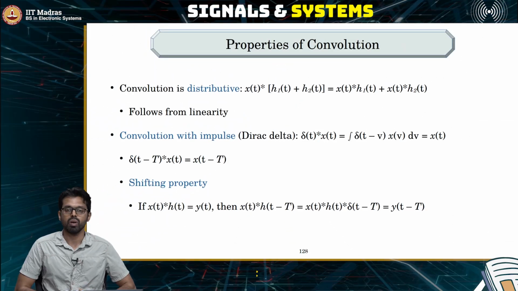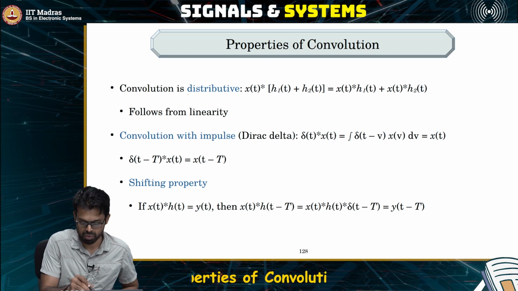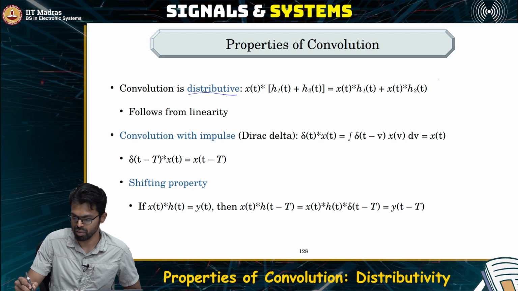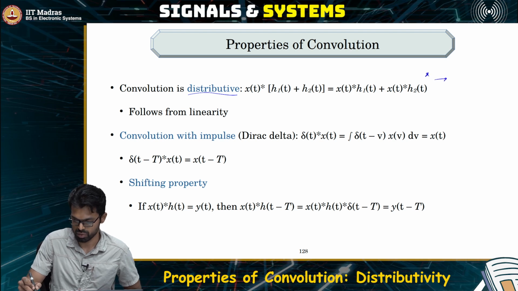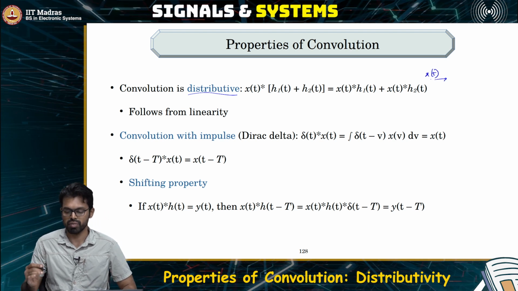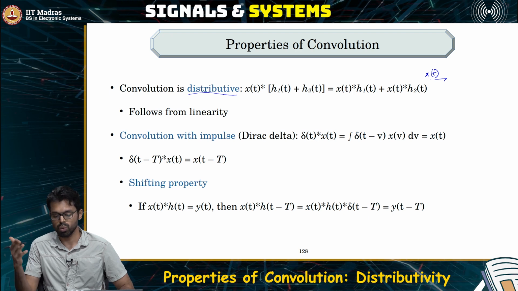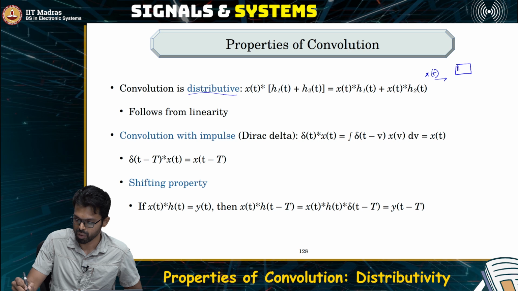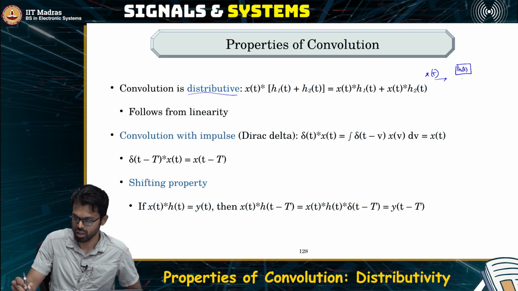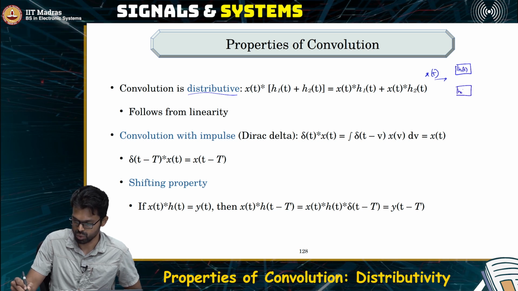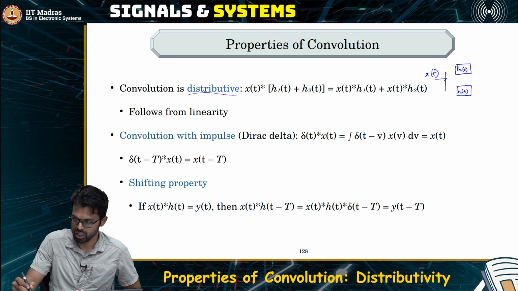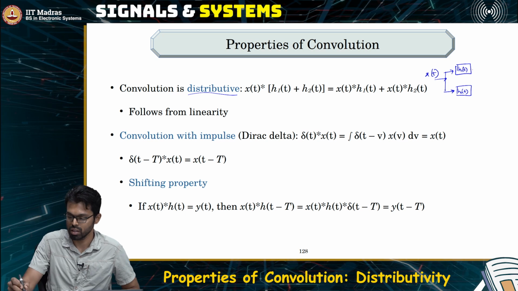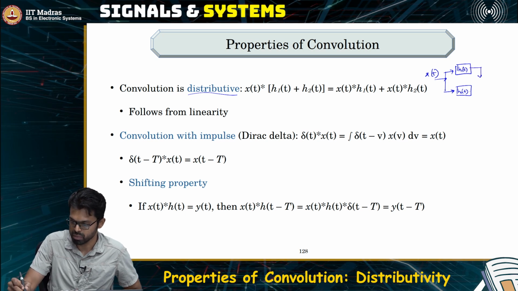Now the next property of convolution is distributive. So what does this mean? It means that if you have an input x of t that needs to be fed to two different systems, let's call them h1 of t and another system h2 of t. So you feed the same input to two different systems, okay, and then you add them.